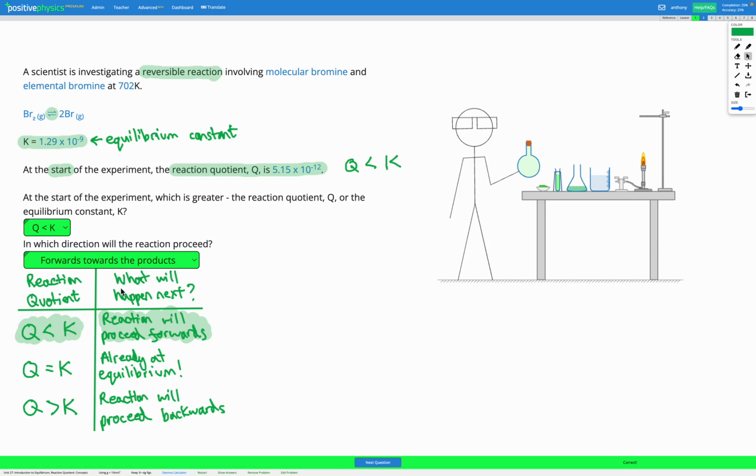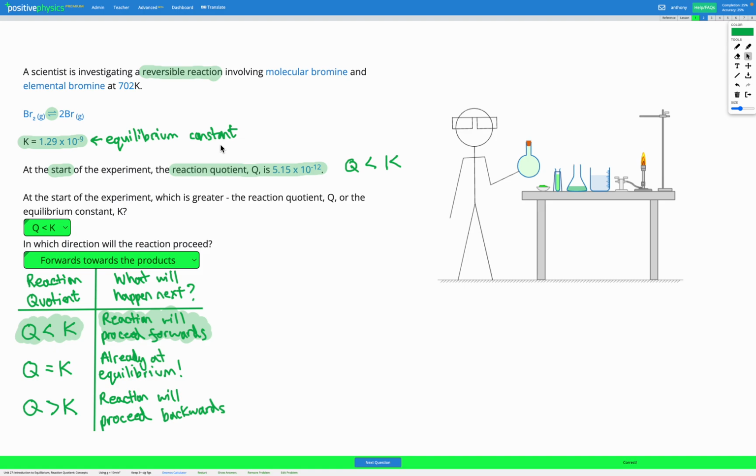And again, that makes sense because remember, Q and K are both measurements of the ratio of the concentrations of the products to the reactants. So if Q is much too small, that means we have too much reactants in the denominator of our equation and not enough products in the numerator of our equation. So by proceeding in the forwards direction, we're going to make some more products, which is going to make the numerator of our equation bigger. We're going to use up some of our reactants, making the denominator of our equation smaller, and eventually that's going to lead to our Q value increasing until it's equal to K and we've reached equilibrium.